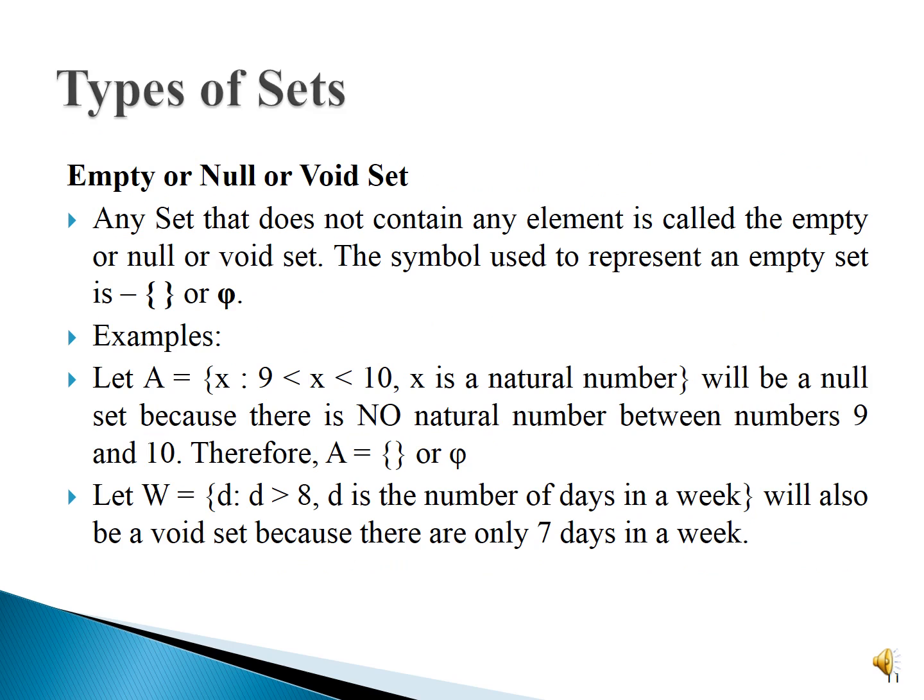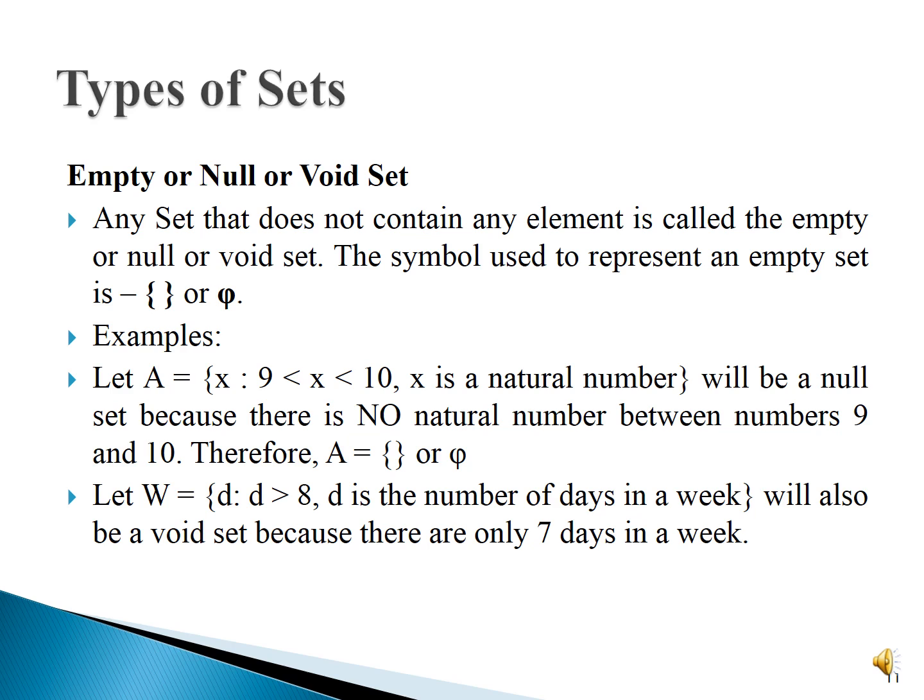The next type is the empty or null or void set. Any set that does not contain any element is called the empty or null or void set. The symbol used to represent an empty set is the empty braces. We can see the opening and closing brackets are there, but there is no element in these braces. So it represents the empty set, or it can also be represented by using the symbol phi.